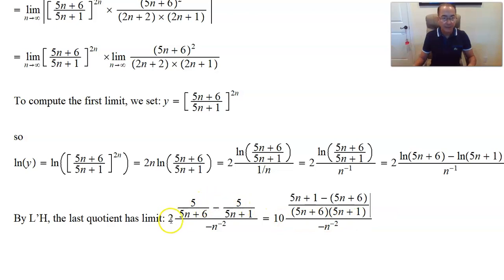Factor out the 5 times 2 makes 10. And we get 5n plus 1 minus quantity 5n plus 6. Common denominator 5n plus 6, 5n plus 1, all over minus n to the minus 2.